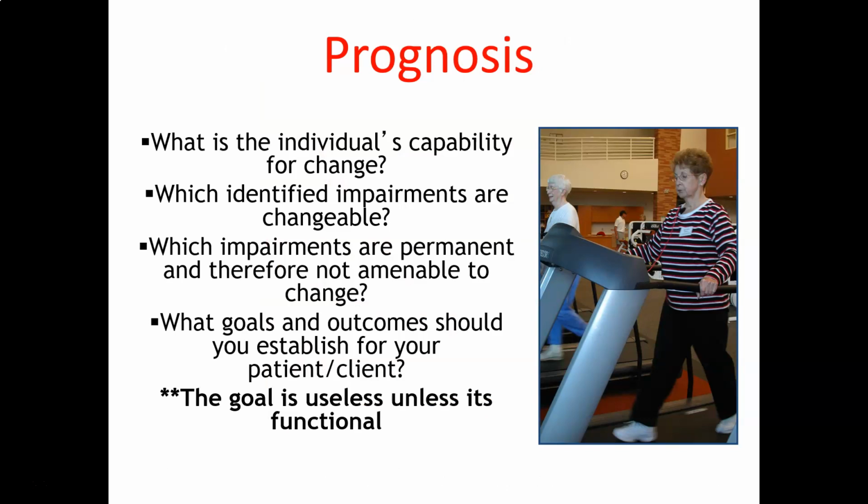The prognosis is what is the individual's capability for change, which identified impairments are changeable, which impairments are permanent and therefore not amenable to change, and what goals and outcomes should you establish for your patient and client. The goal is useless unless it's functional. So prognosis is very important, and like I was telling you, someone with a chronic stroke for 3 years, their prognosis may not be as good. It might be fair, versus someone that had an acute stroke and started therapy right away. So their prognosis may be good. It just depends on a lot of factors.